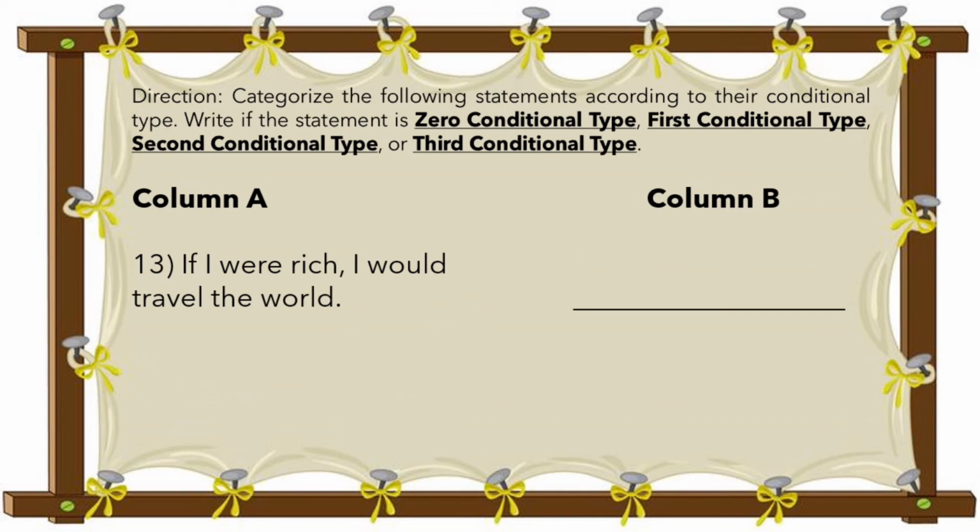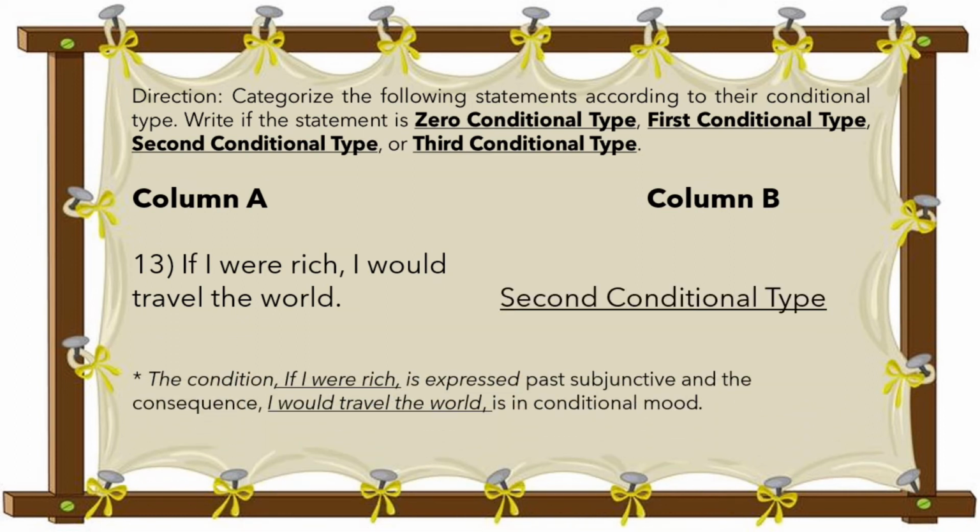13. If I were rich, I would travel the world. What is your answer? Good job! It's second conditional type because the condition if I were rich is expressed in past subjunctive and the consequence I would travel the world is in conditional mood.